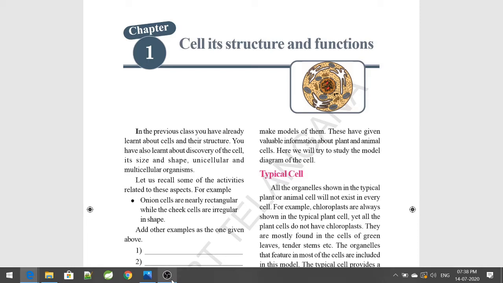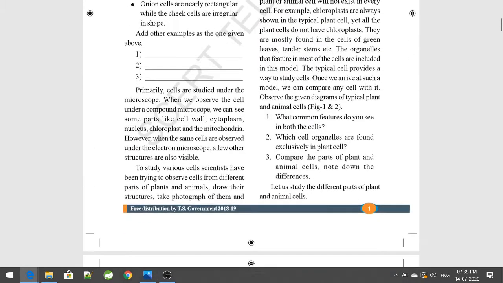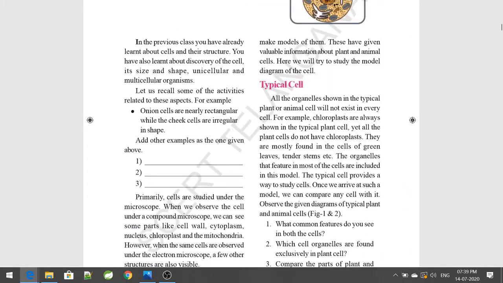Hello everyone, this is chapter 1 of 9th class Biological Science, Cell, its structure and function. What is a cell? A cell is the basic structural and functional unit of an organism. Here we have a typical cell.